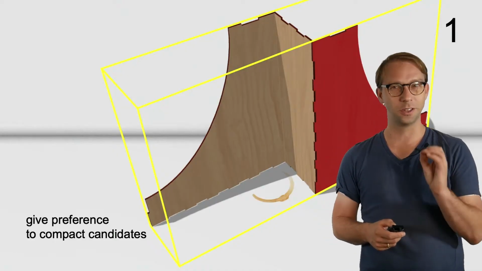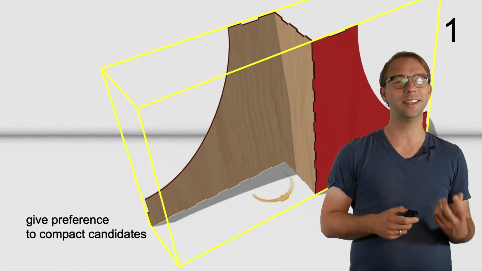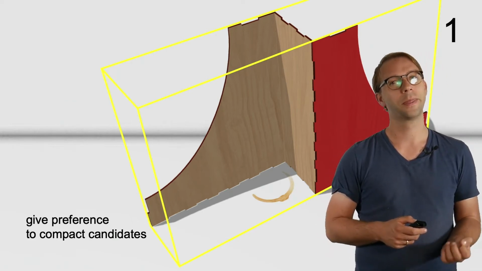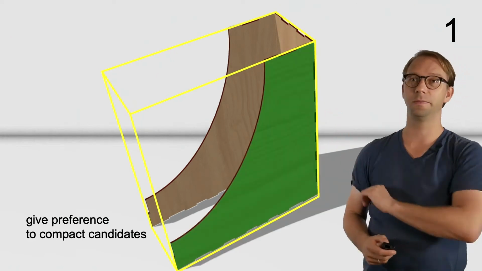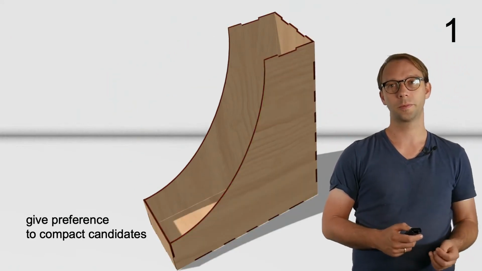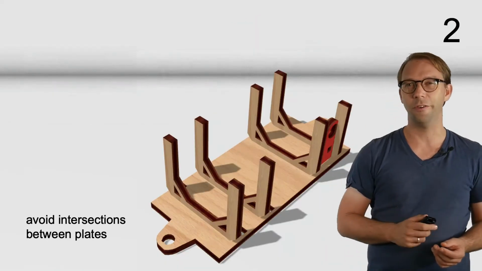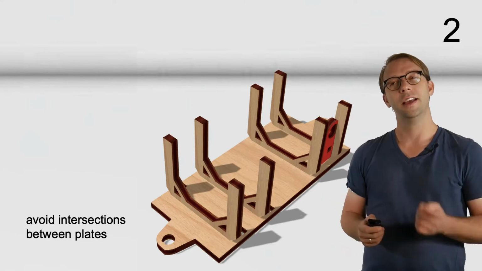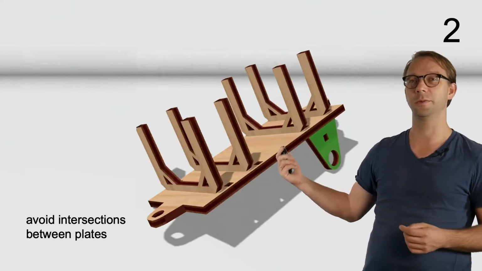AutoAssembler gives preference to compact candidates. AutoAssembler scores compactness by minimizing the size of the bounding box of candidates. This magazine holder, therefore, gets a much worse score than this one. AutoAssembler avoids intersections between plates. It therefore assigns a low score to this train wagon and a much higher score to this one.